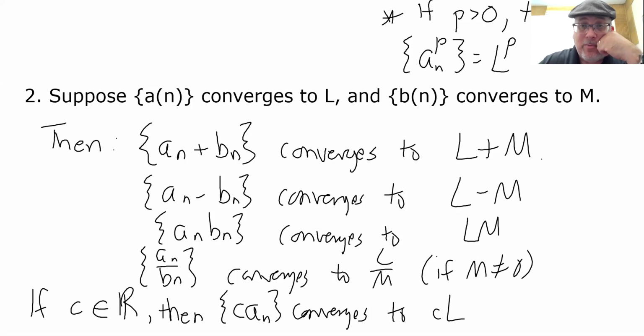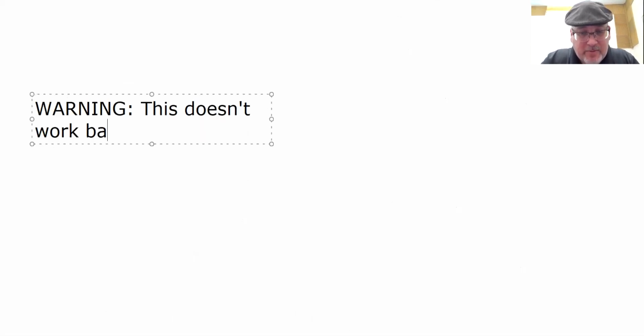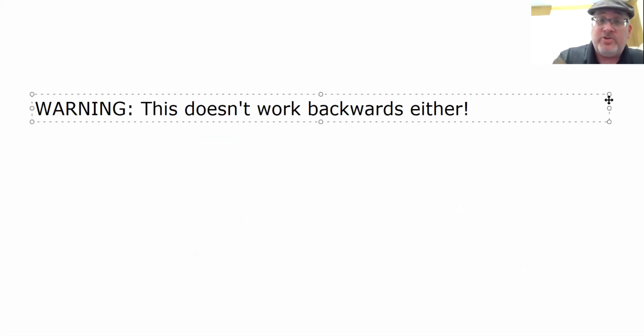All right, I want to warn you though that it doesn't go backwards. For example, if we take the first part that says if two sequences converge, then their sum converges, that doesn't work backwards. So this is a warning. This doesn't work backwards either, because the first theorem didn't work backwards. There are theorems that work forwards and backwards. They're called biconditionals, but this one doesn't work backwards either.